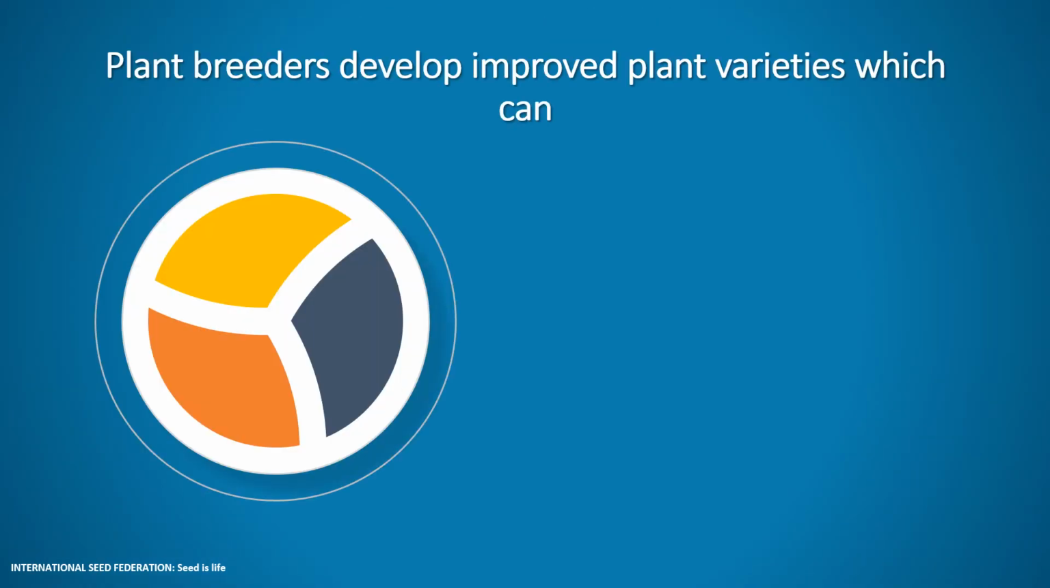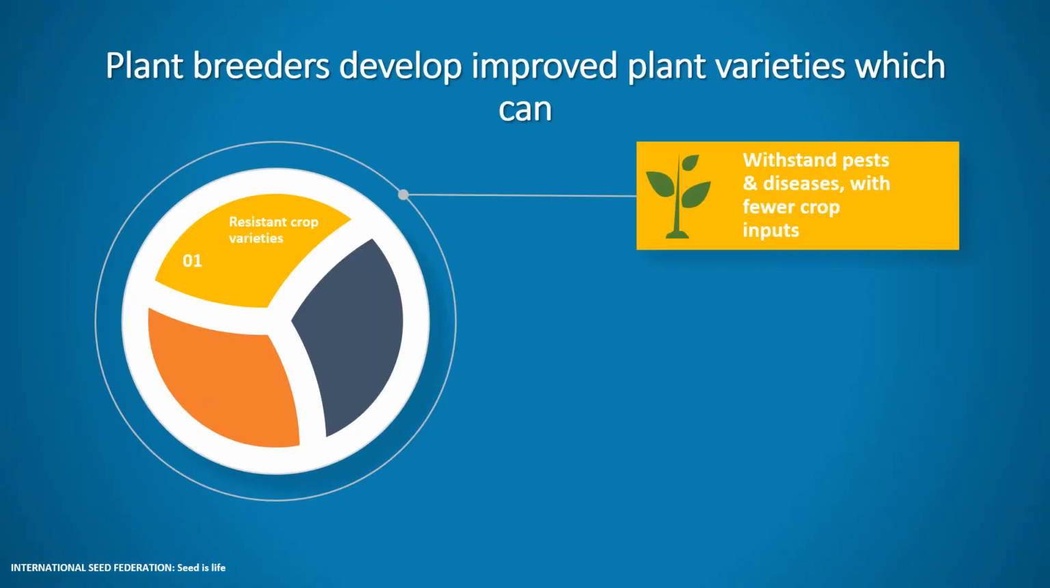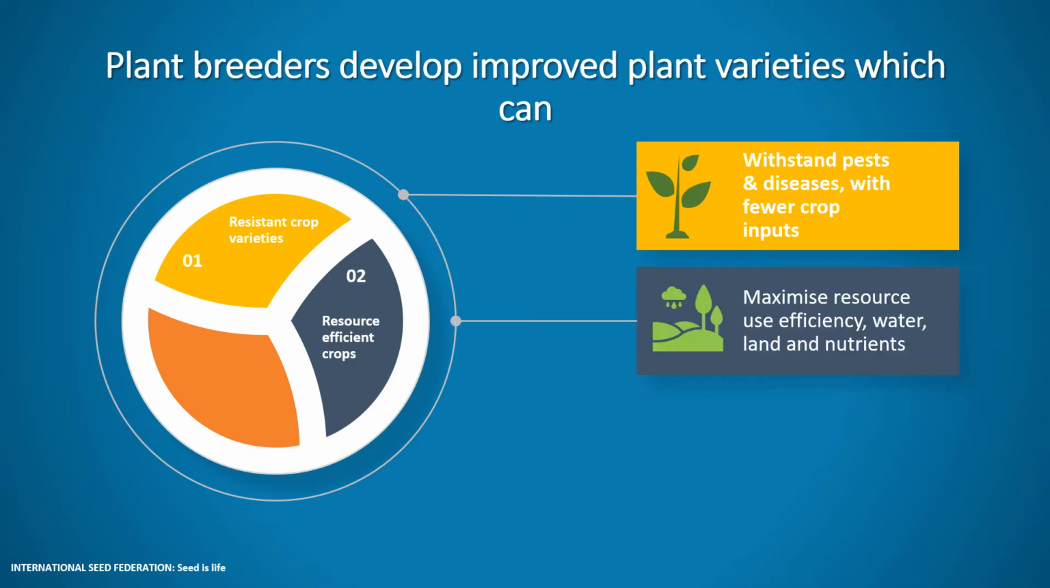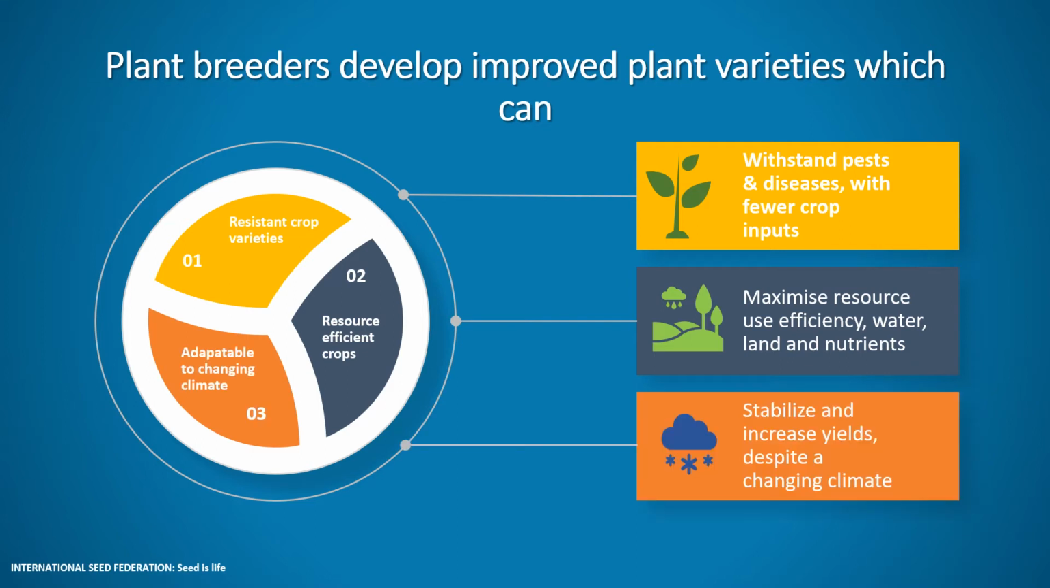To address these challenges, plant breeders are developing improved plant varieties which can withstand pests and diseases with fewer crop inputs like water and pesticides. Researchers are also developing resource-efficient crops and plants that are adaptable to changing climate conditions. Next, we will see how in this pursuit the emerging field of bioinformatics can play a vital role.